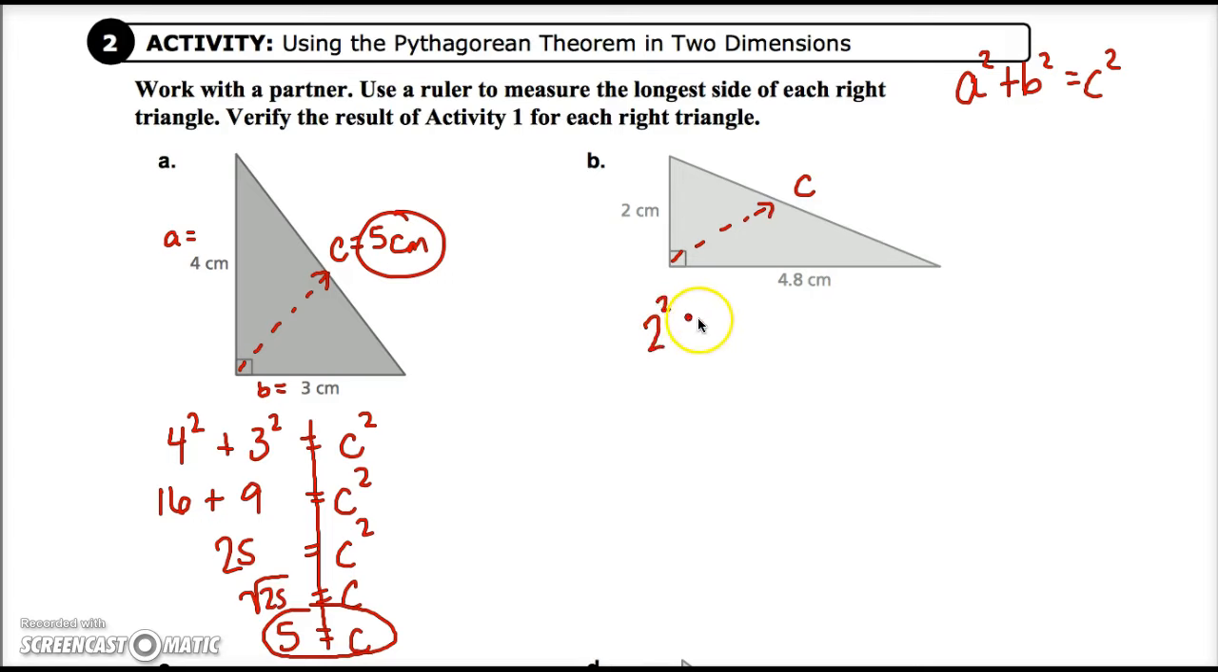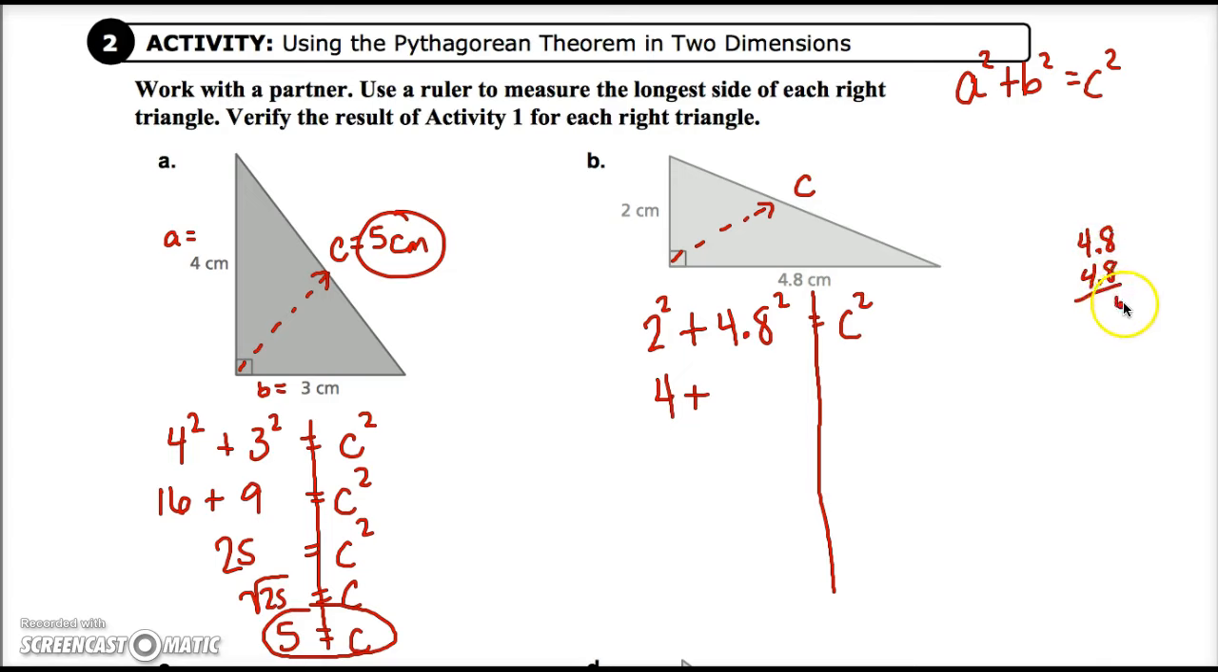So I have 2 squared plus 4.8 squared equals C squared. And then solve it. 2 squared is 4. Let's see, 4.8 squared. Well, 4.8 times 4.8, 8 and 8 is 64. 8 times 4 is 32, plus 6 is 38. Bring down the 0. 4 times 8 is 32, and that would be 16 plus 3 is 19. I need 2 decimal places, so you get 23.04, and that equals C squared.